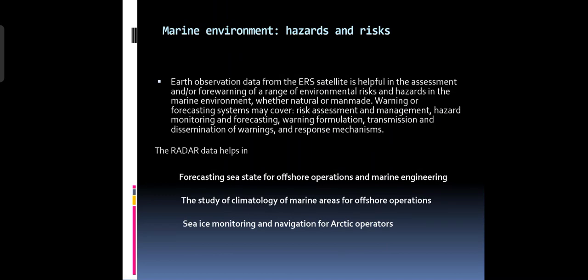Now, marine environment hazardous risks. Earth observation data from ERS satellites is helpful in the assessment and forewarning of a range of environmental risks and hazards in the marine environment, whether natural or man-made. Radar data helps in forecasting sea states for offshore operations and marine engineering. The study of the climatology of marine areas is used in offshore operations. It is also used in sea ice monitoring and navigation in Arctic operations.